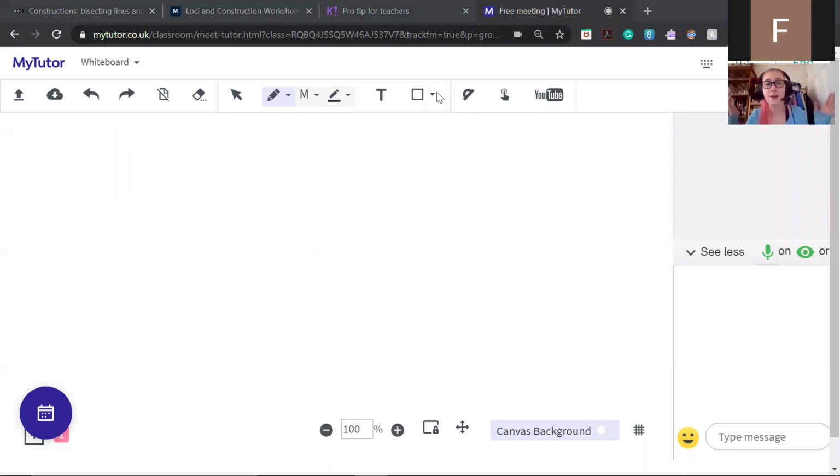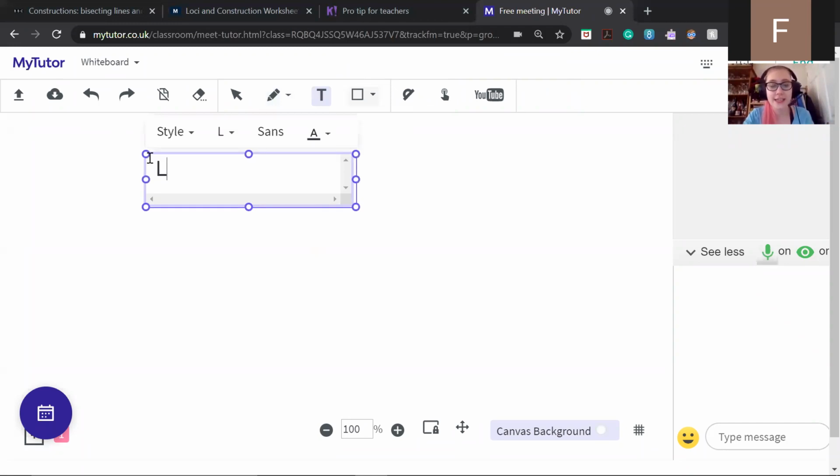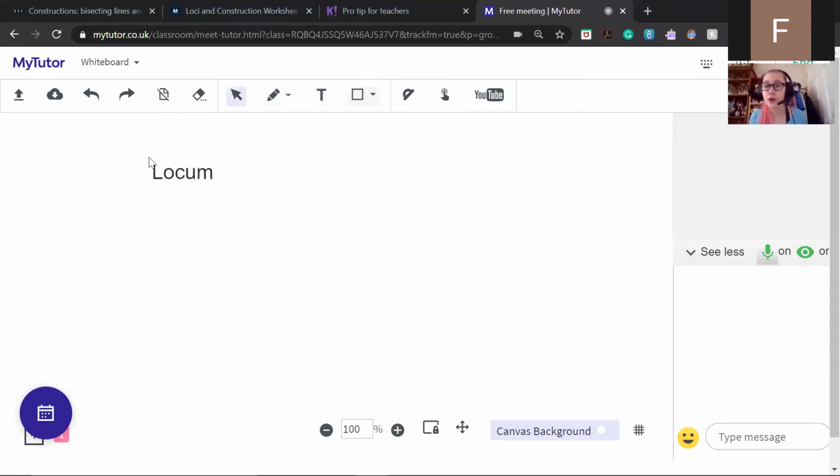So loci, what on earth are they? A locus, which is the singular version, is anything that follows a set of rules. For example, we could say draw the locus of everything 5 meters from this point, and you draw all of those. Loci is the plural. So loci are saying shade the area that follows all of these rules. That will make more and more sense throughout the session.